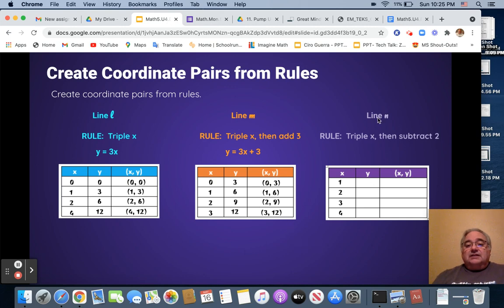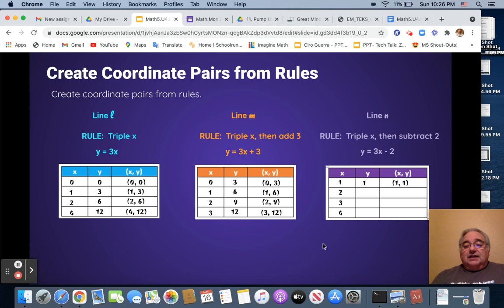All right, so let's get to line N now. Oops, you guys already got the answer, so I'm not going to be asking you what the rule is in an equation. However, I will be asking for a couple of coordinates. So if we start with 1, I'm going to get 3 minus 2 equals 1. So the first coordinates are going to be 1 and 1.